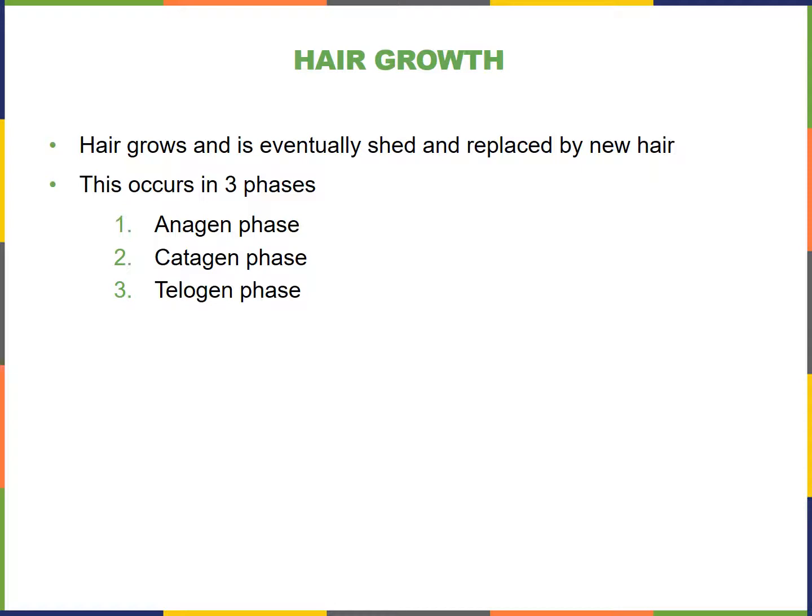The catagen phase is a short transitional phase of the hair growth cycle between anagen and telogen. It usually lasts 10 to 20 days, 2 to 3 weeks, and that's the point where the lower portion of the hair follicle regresses and hair growth ends. Then finally, during the telogen phase, the hair follicle is at rest and no new growth occurs.